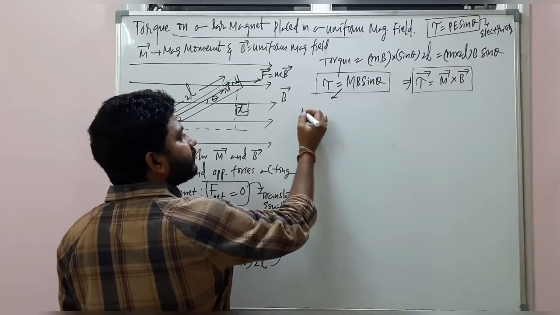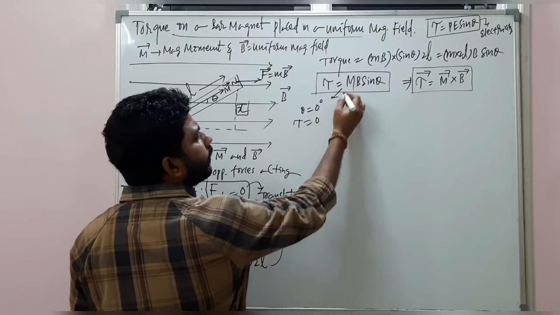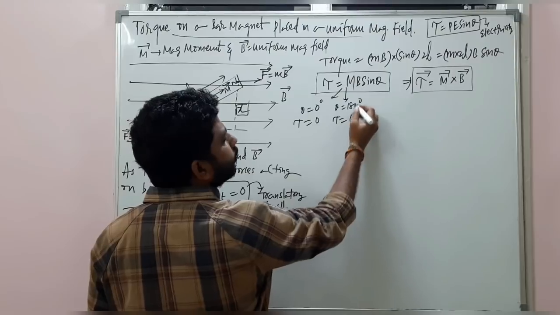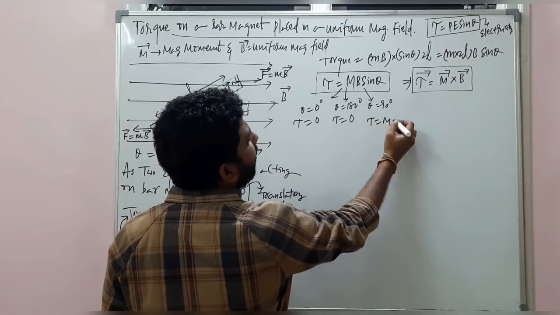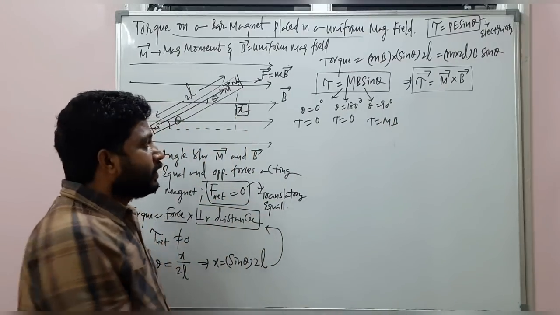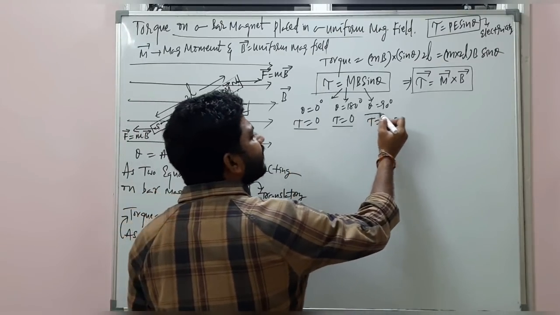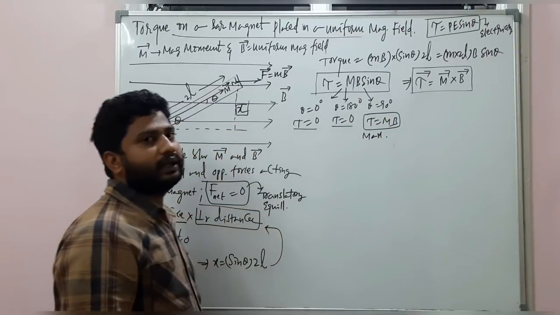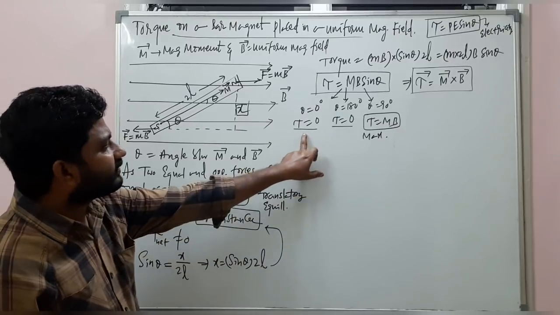So here, for example, take theta is 0 degrees. So tau will be 0, and if you take theta is 180 degrees, the tau will be 0. If you take theta is 90 degrees, so the tau will be mB. What does it mean? Because sin 90 is 1. So torque is 0 here, 0 here. So in this case, you can say the maximum torque will be available at an angle theta, sorry, 90 degrees.